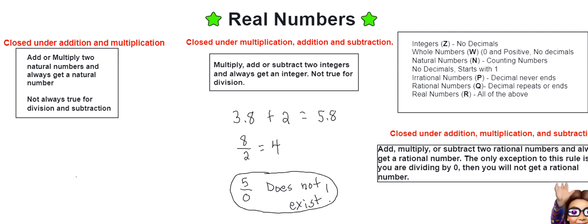So I'm hoping from all of this that you understand what it means to be closed. If whole numbers are closed under addition, that means every time you add 2 whole numbers, you will get a whole number. If whole numbers are not closed under subtraction, that means you could end up with a whole number, but you may not end up with a whole number. So closed means it happens every time.